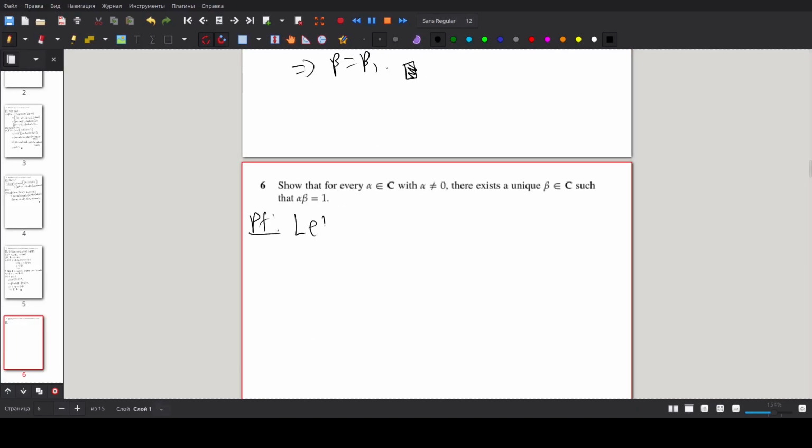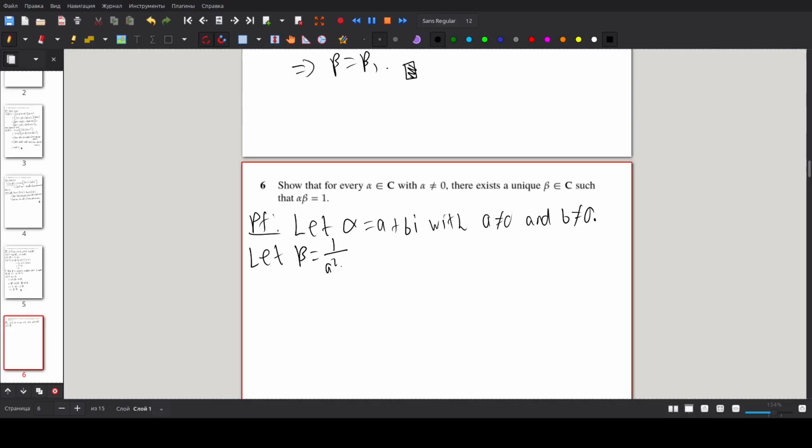Okay, I guess I'll say it this time too. So let alpha equal a plus bi, with a not equal to 0 and b not equal to 0, and yeah, so a and b are real numbers. Okay, I'll just say it in case somebody gets mad. They are real numbers. Okay, now I'm gonna make an inspired choice. Okay, I'm gonna say let beta equal 1 over a squared plus b squared times, not alpha, a minus bi.